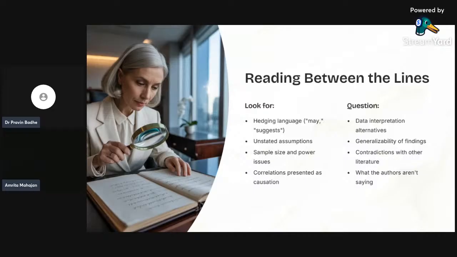Then comes unstated assumptions. Pay attention to the unwritten rules or any ideas of the authors that they are operating on. This can be a very crucial part to validate those conclusions at the end. And then comes the sample size and power issues. A very small sample size can make it difficult to draw a reliable conclusion.